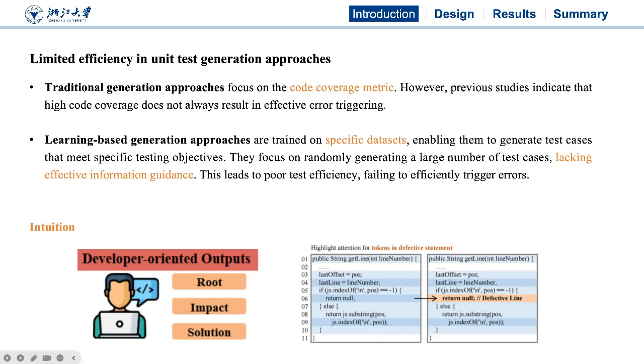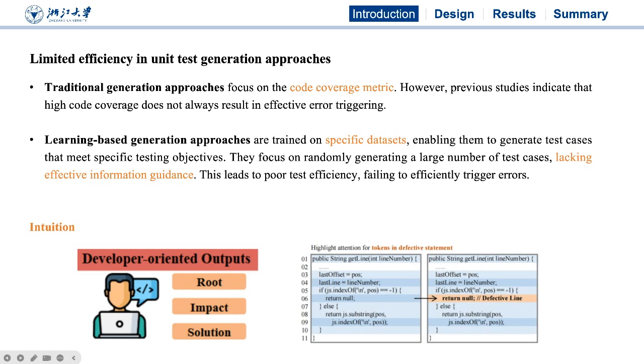The current limitation of automatic unit test generation methods lies in their low efficiency. Traditional approaches primarily focus on code coverage. These methods are often effective at achieving high coverage, sometimes even exceeding that of manually written test cases. However, studies have shown that high code coverage does not always lead to effective fault triggering.